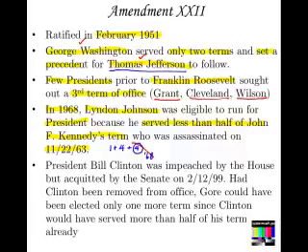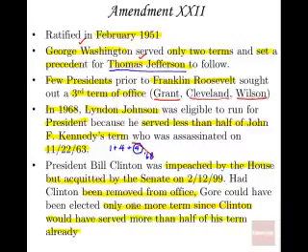let's put a scenario in which a president may have served the term for more than a certain amount of time. President Bill Clinton was impeached by the House, but acquitted by the Senate on February 12th, 1999. Had Clinton been removed from office, Gore could have been elected one more term, since Clinton would have already served more than half of his term already.